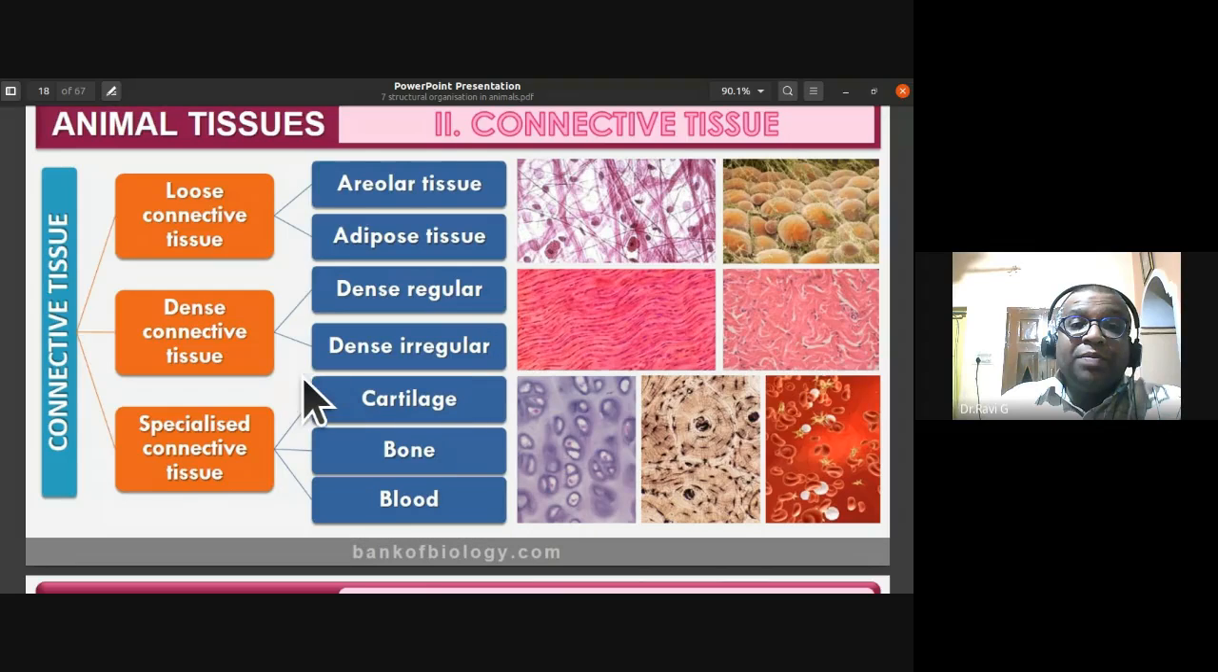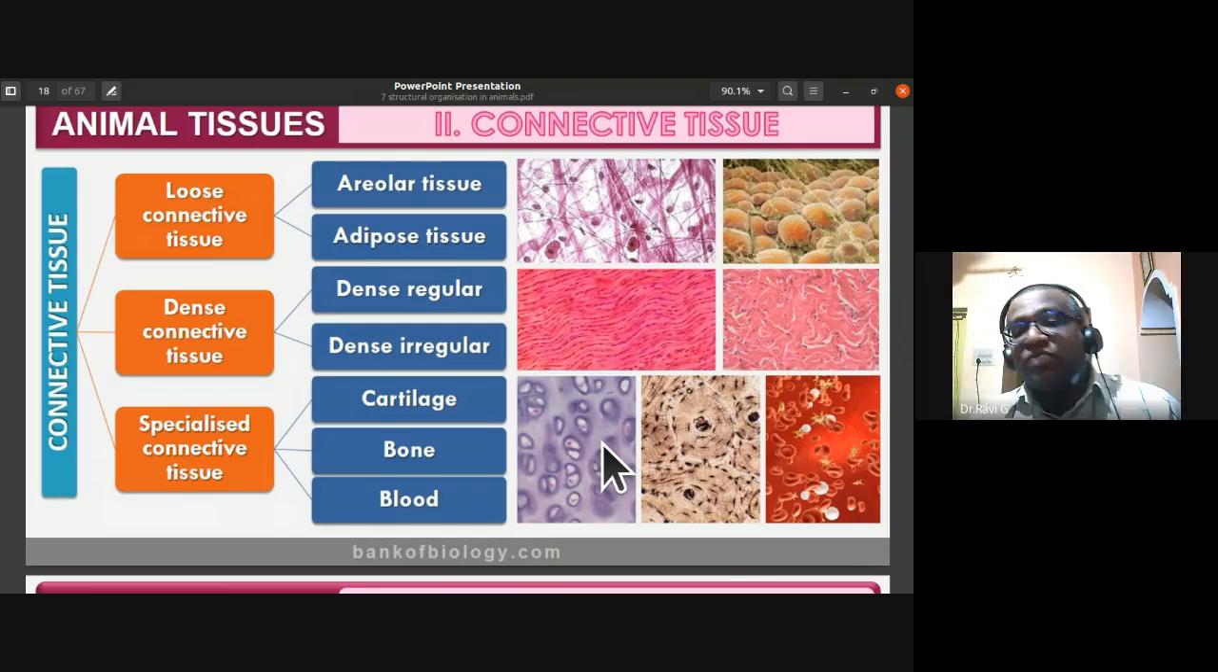The dense connective tissue is of two types: dense regular and dense irregular. The specialized connective tissue is of three types: cartilage, bone, and blood. You can see the cartilage slide, bone, and blood. So they are the specialized connective tissues.